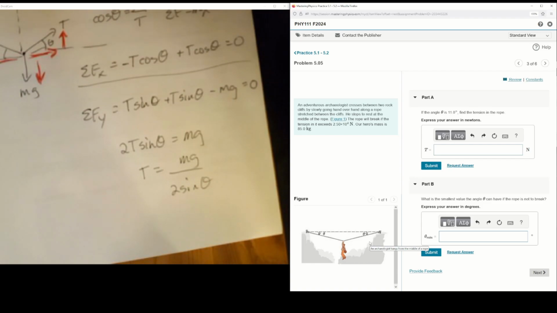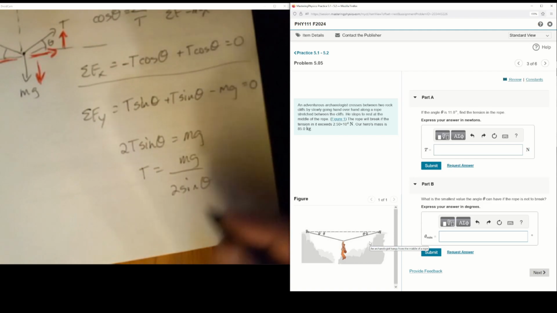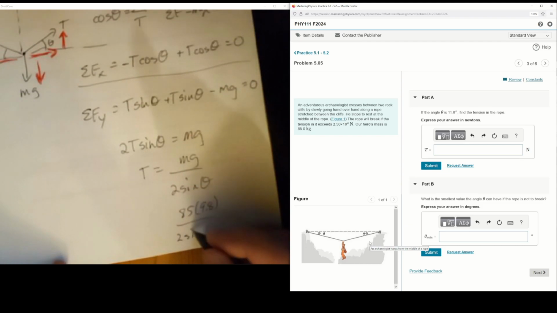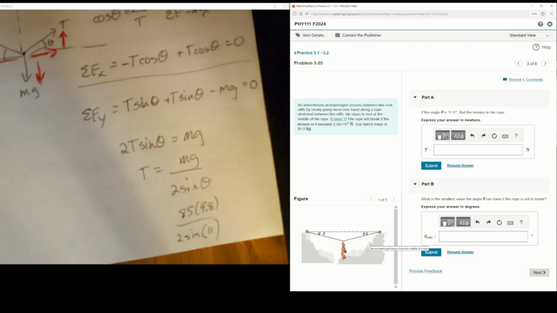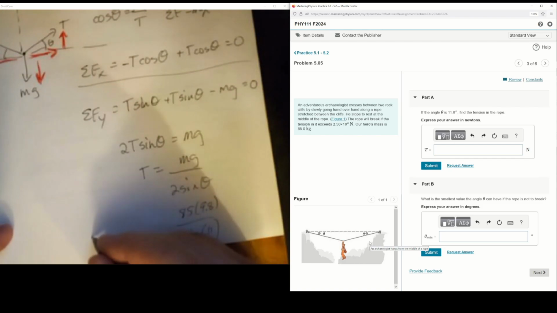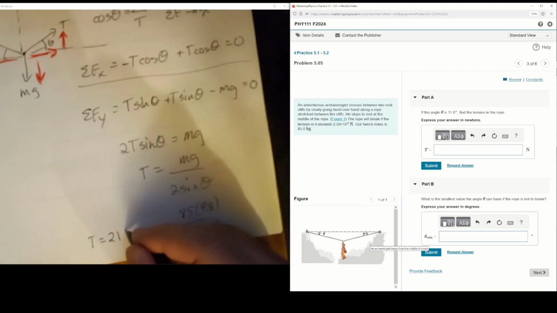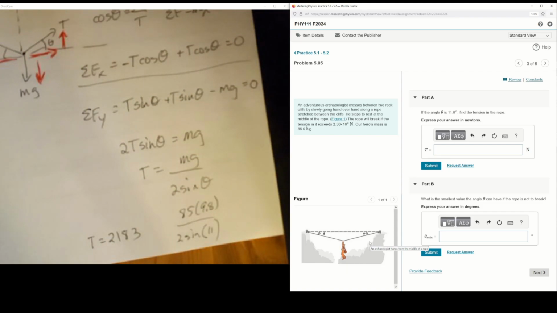Do they tell us the mass? They do. They say the hero's mass is 85. So I have 85, 9.8, 2 sine, and the angle here is 11 degrees. And that's what I'll punch into my calculator. Times 9.8 divided by 2 sine 11 degrees. And I get 2183. So I'm just going to round to the ones place there. 2183. Let's see what they think about that.